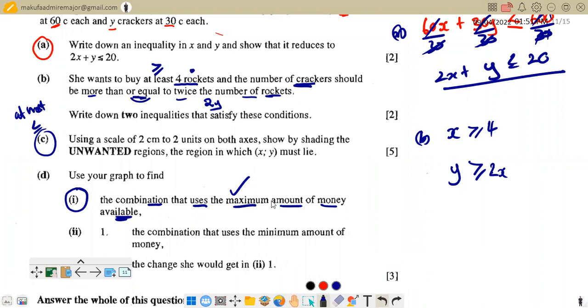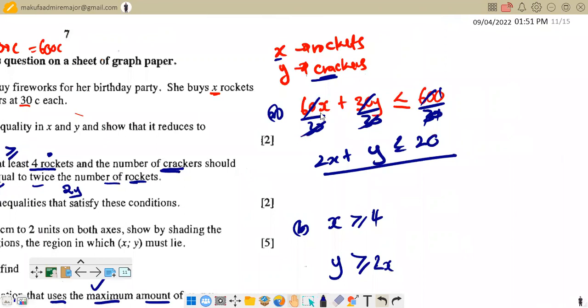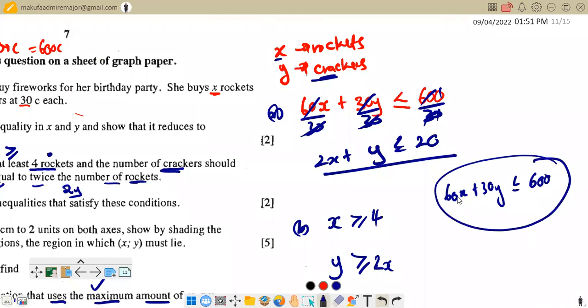The first thing is, for us to have the maximum amount of money, our inequality has to be taken from this inequality that uses the amount of money, this one that we reduced here. Remember, we had 60x plus 30y less than or equal to 600. This is the inequality which has to do with the amount of money that this person has. So that is the first thing that you're supposed to work with.